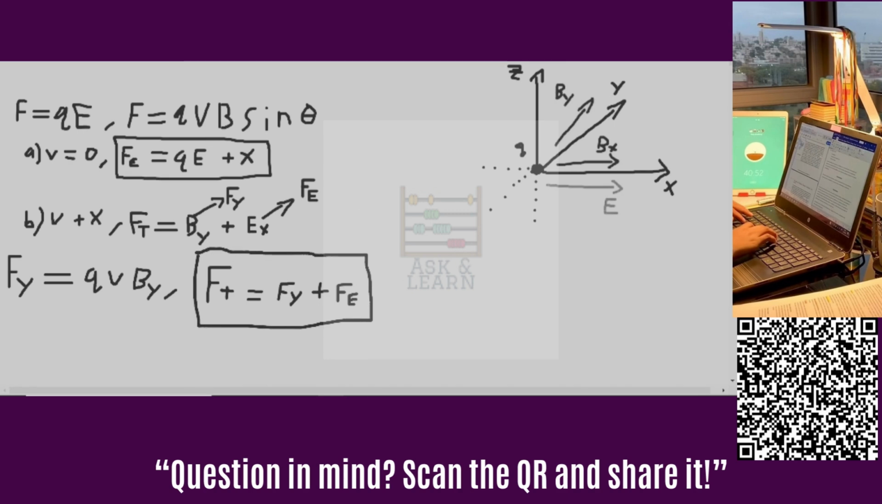Now we have one more scenario here, part C. Now instead of the particle traveling in the positive x direction, it's traveling in the positive z direction, which means our Bx will no longer cancel, because now it's perpendicular to both By and Bx.